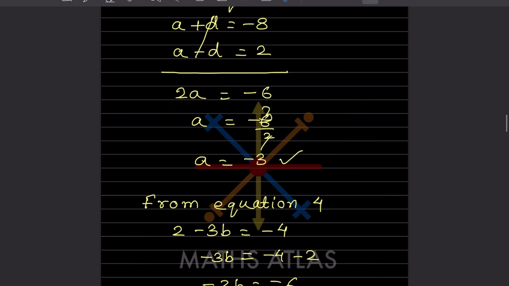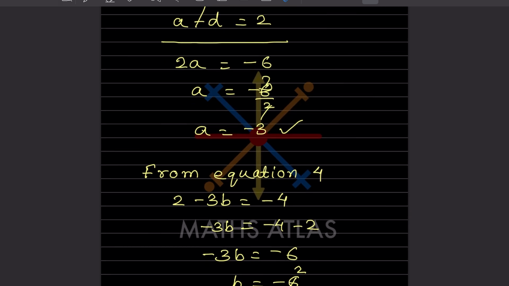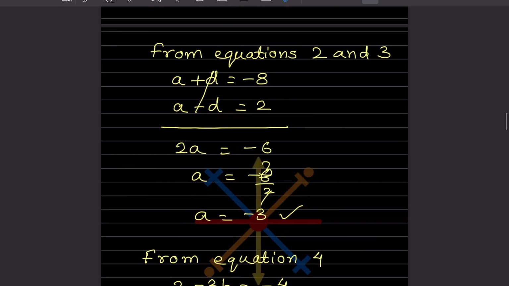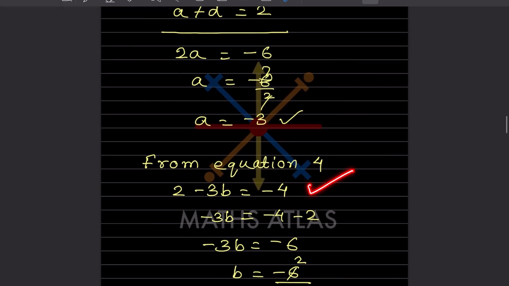Now let us see B and D. Now from equation number 4, look here. We want the value of this from equation number 4. What we can say is 2 minus 3B. So I wrote the same equation here. Keep minus 3B on the left hand side. If you take this on the right hand side, it is going to be minus 2.